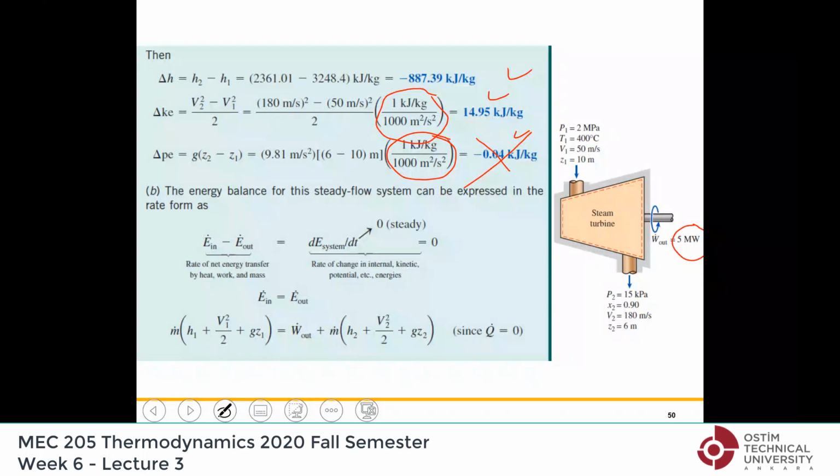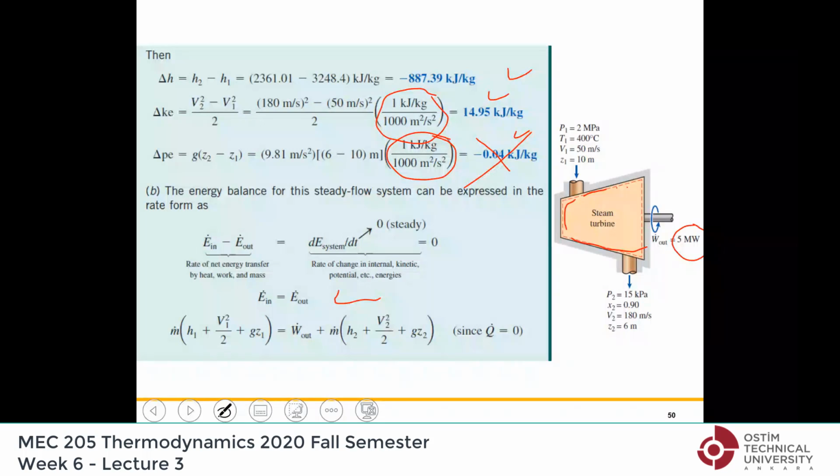Part B, now steady operation. So no change in the energy content of the device here, and one inlet, one exit. Therefore, the rate of energy in must be equal to the rate of energy out as heat, work, and mass.